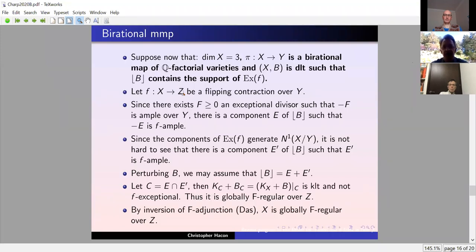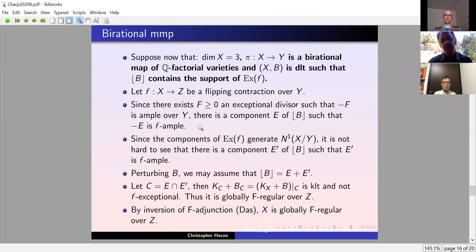Okay, so why is this situation simpler? Well, I have this X-ray hypothesis, and I have this birational map of Q-factorial varieties. So for a start, this tells me that there is an effective exceptional divisor for pi, for this map from X to Y, such that minus F is relatively ample. This means that there has to be a component of B such that minus E is F-ample. So this component E plays the role of the divisor S that I had in the PL flips situation.